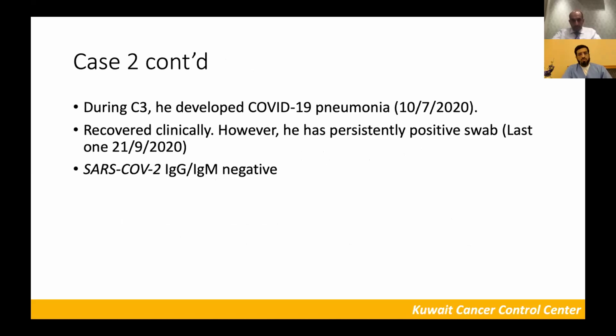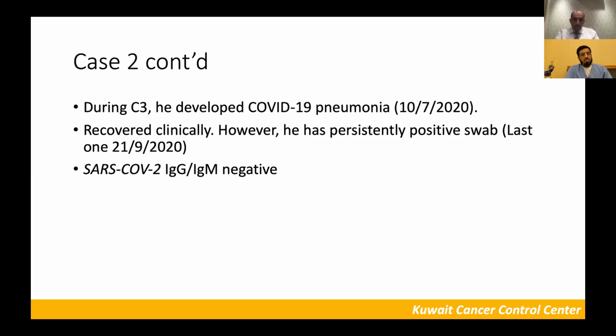During cycle 3, he developed COVID pneumonia, on July 10th, 2020, and he recovered clinically from the pneumonia, but he had a persistently positive COVID swab that lasted for 2 months after cycle 3. And we were in a debate of whether to take the positive swab as really pathogenic, which maybe puts the patient at a higher risk of infection and then mortality, or just disregard it since he recovered clinically and his chest X-ray is okay, and then resume his chemotherapy, because he has ALL, and if he had a relapse of his disease, then the outcome would be extremely poor.